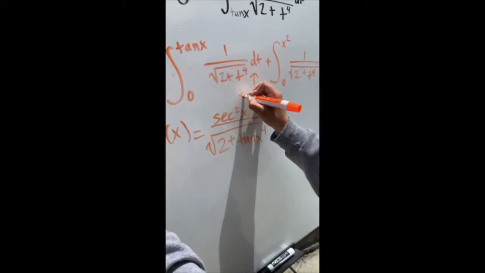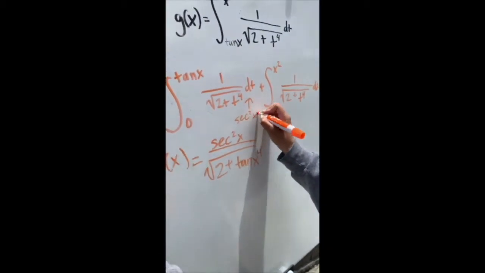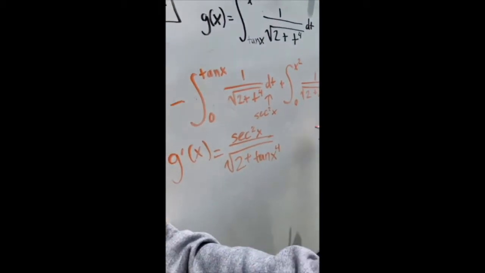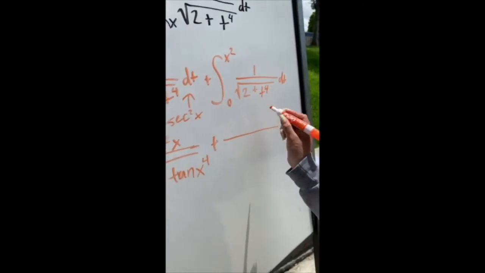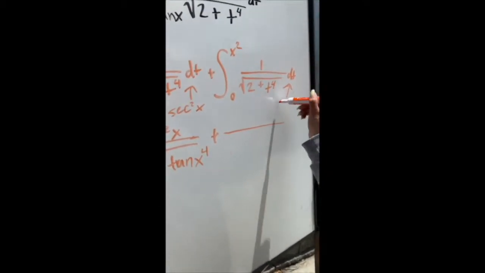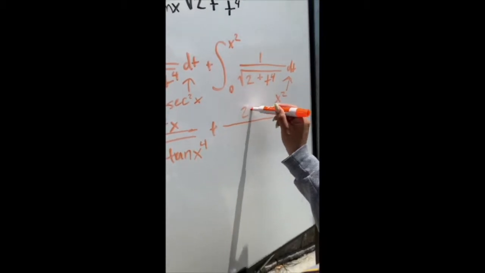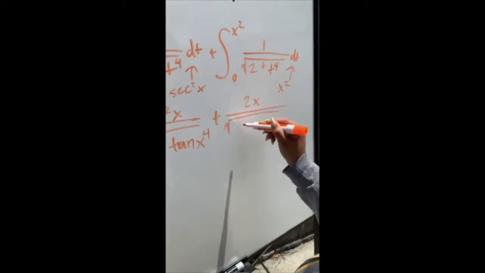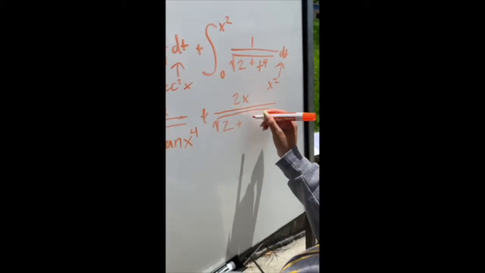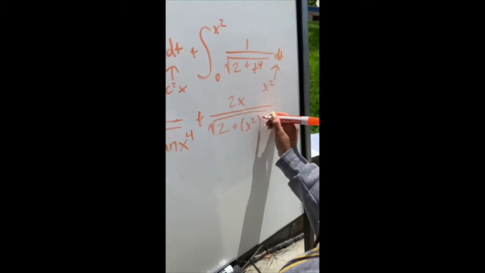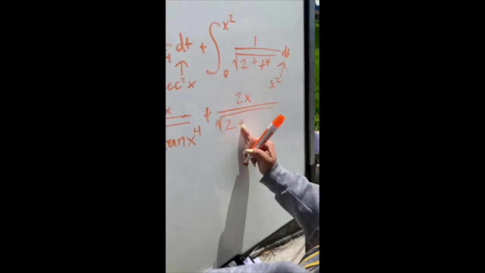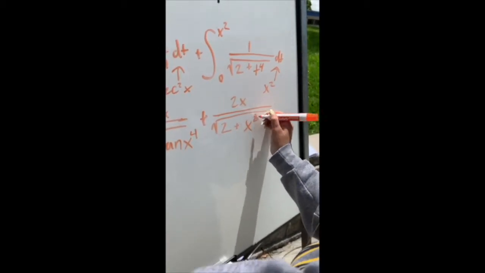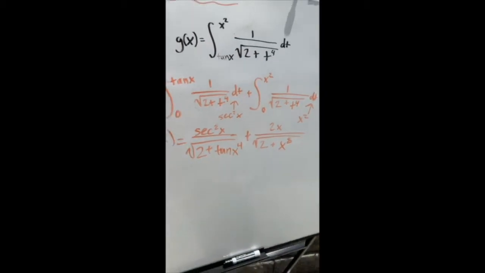I'm just going to remind you that's going to plug in for t. It'll be secant squared x because that's the derivative of tangent of x. And you add the derivative of x squared, so in this case it would be 2x, and then you just plug it in for the bottom too. x squared to the 4th, and then to reduce that, that'd just be x to the 8th. And that's it.